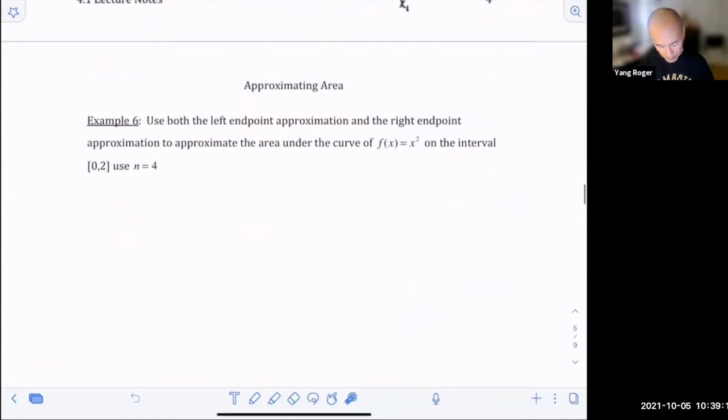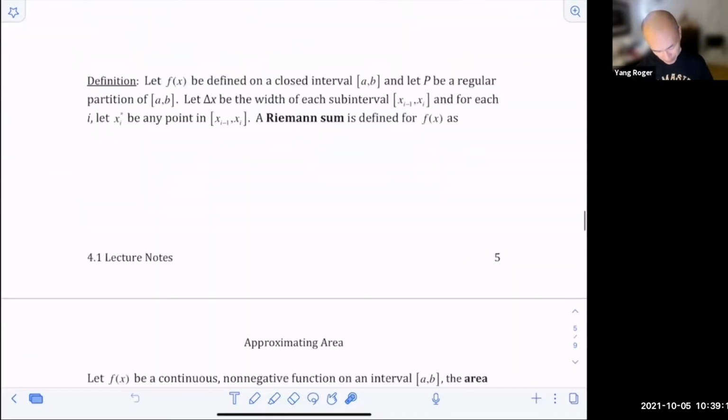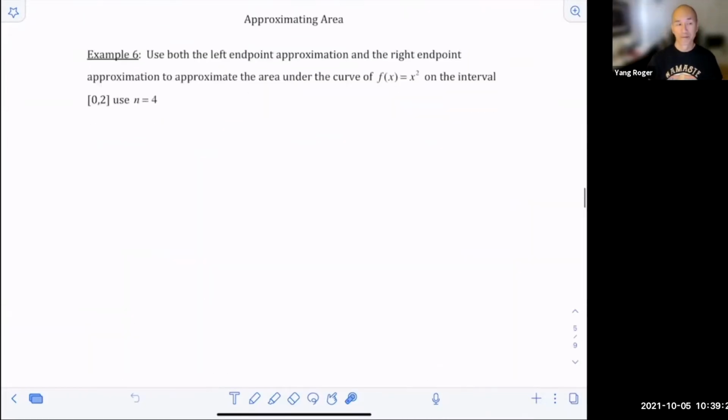So why don't we work through example 6 together? Yeah, let's work through example 6 together. Example 6 says, use both the left endpoint approximation and the right endpoint approximation to approximate the area under the curve of f of x equal to x squared on this interval from 0 to 2.